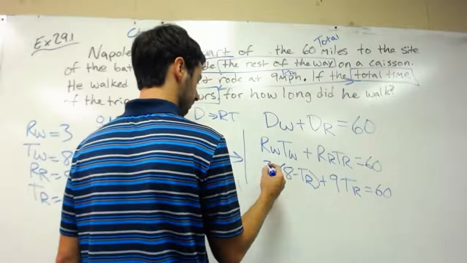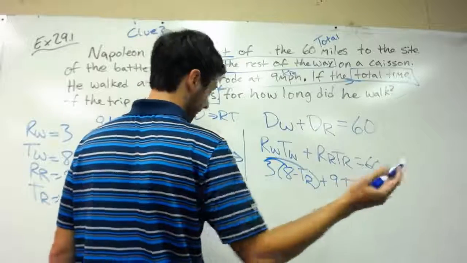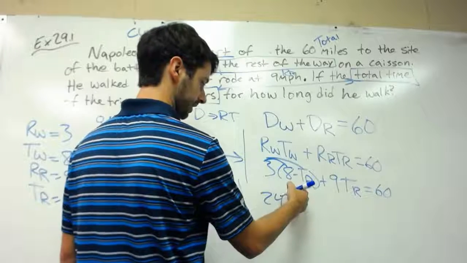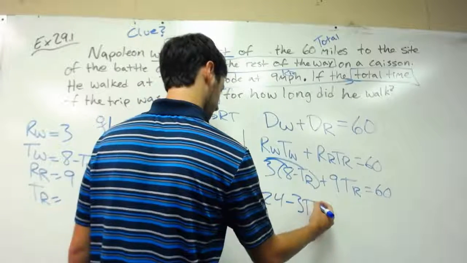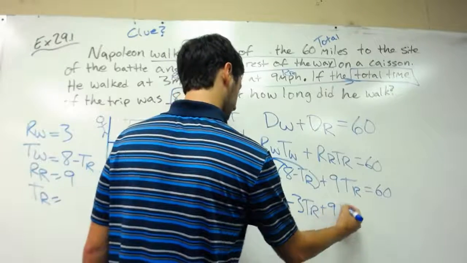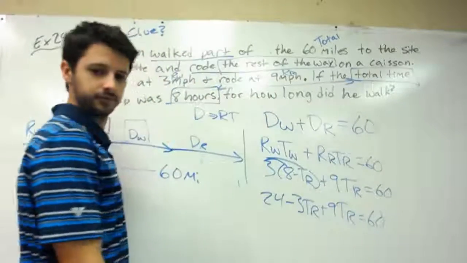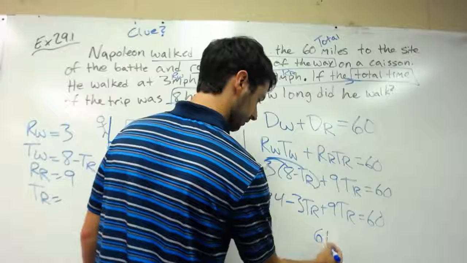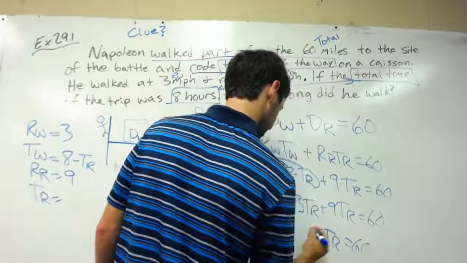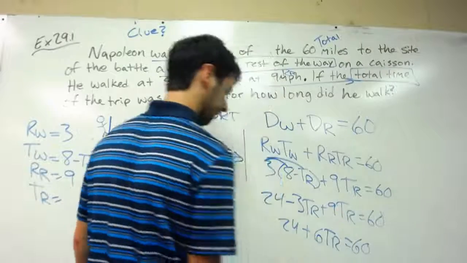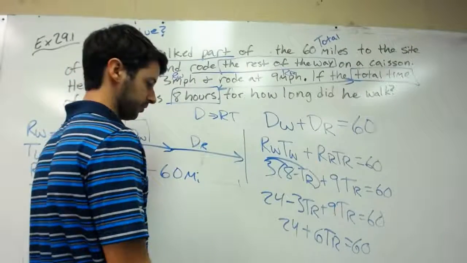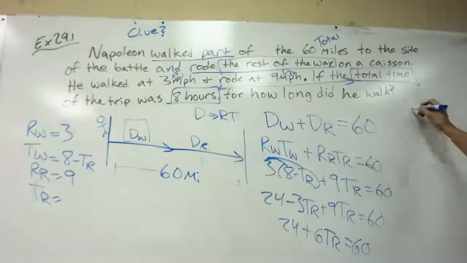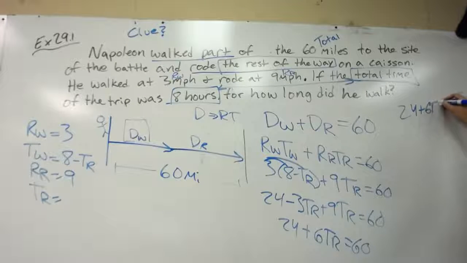Start by order of operations in parentheses and distribute, or multiplication actually. Distribute 3 times 8, 24. 3 times negative TR is minus 3TR plus 9TR equals 60. Negative 3TR plus 9TR, positive 6TR. So from here, we're at this point, subtract the 24. I'm going to write it here: 24 plus 6TR equals 60.